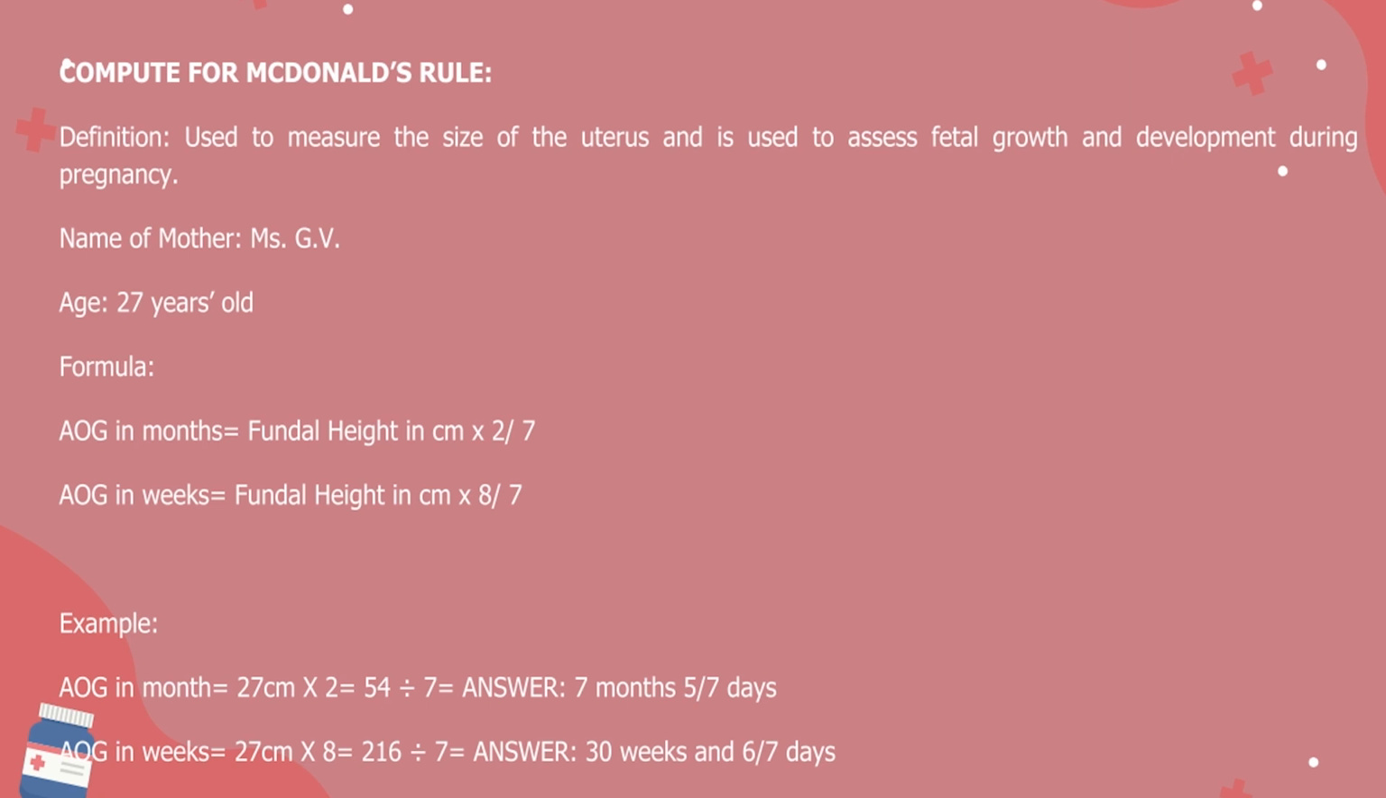And then we get the denominator from 7 also. For the AOG in weeks, it's still the same. 27 times 8, which is 216. Divided by 7, that's 30. And then remainder is 6. So 6 over 7 again, which is the denominator. So 30 weeks and 6 over 7 days. This shouldn't really be done in decimal since it's pretty confusing. So that's why we just use fractions.